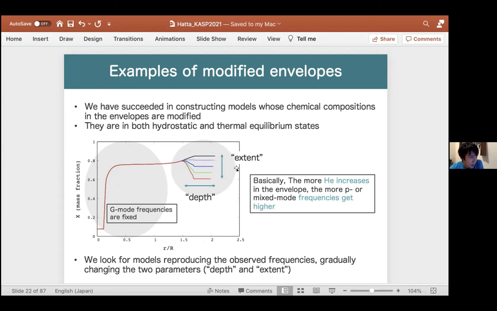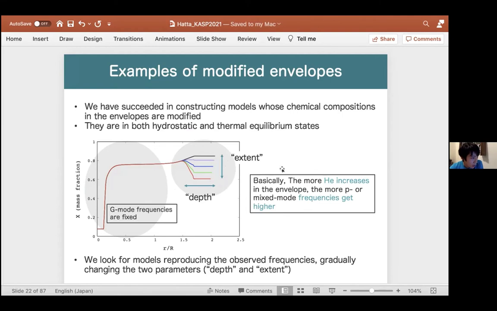To describe envelope modification, we prepared 2 parameters. One is the extent, which is how we modify the envelope. Another parameter is depth, which determines how deep we modify the envelope. In this case, the depth is the same, but there are 4 different extents.